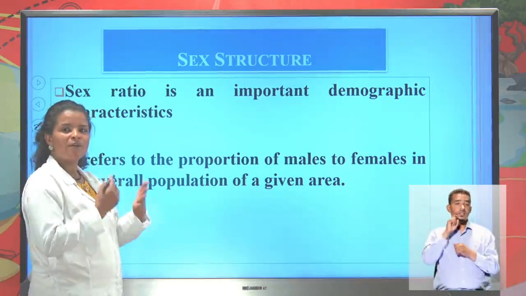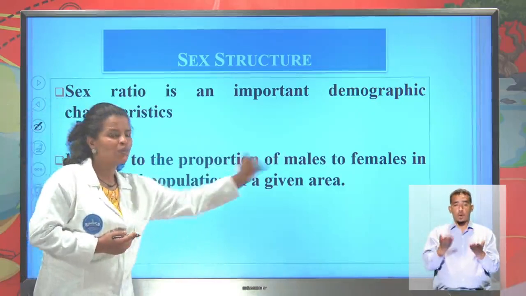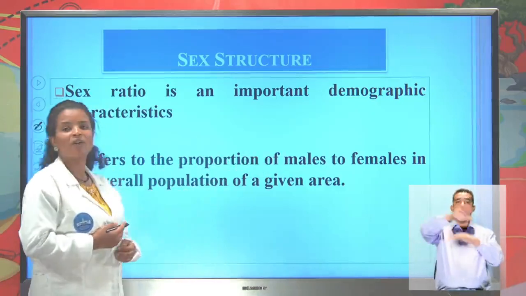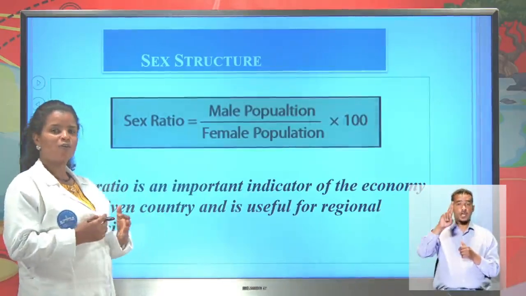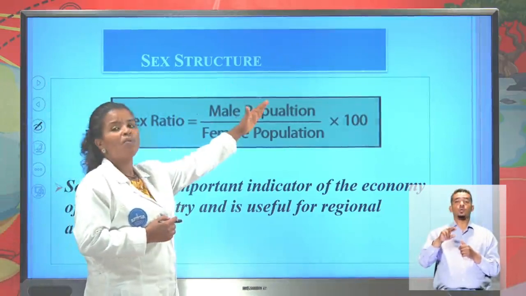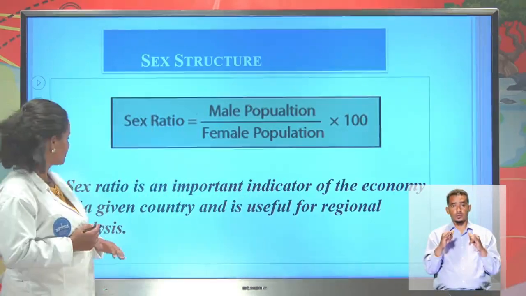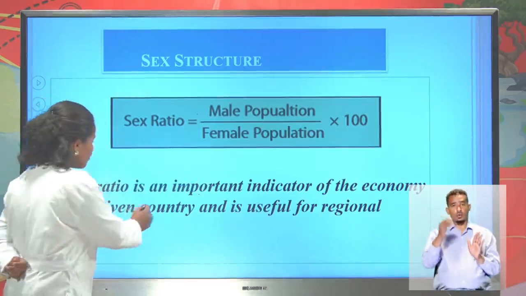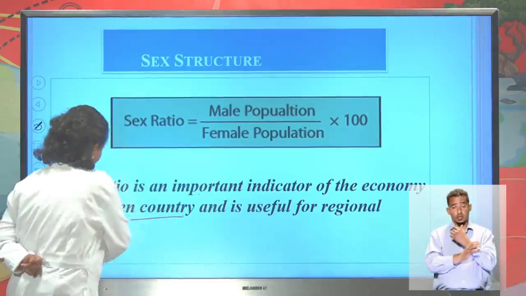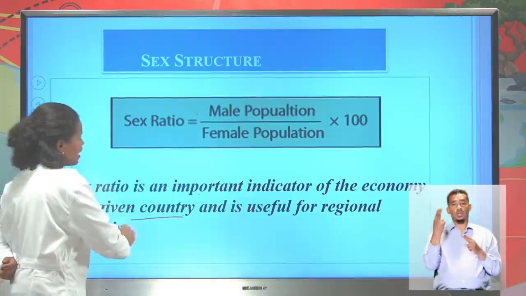Let us see, students, the sex structure of Africa. Sex ratio is an important demographic characteristic. It refers to the proportion of males to females in the overall population of a given area. To find the sex ratio, the formula is male population over female population, multiplied by 100. Sex ratio is an important indicator of the economy of a given country, and it is useful for regional analysis.